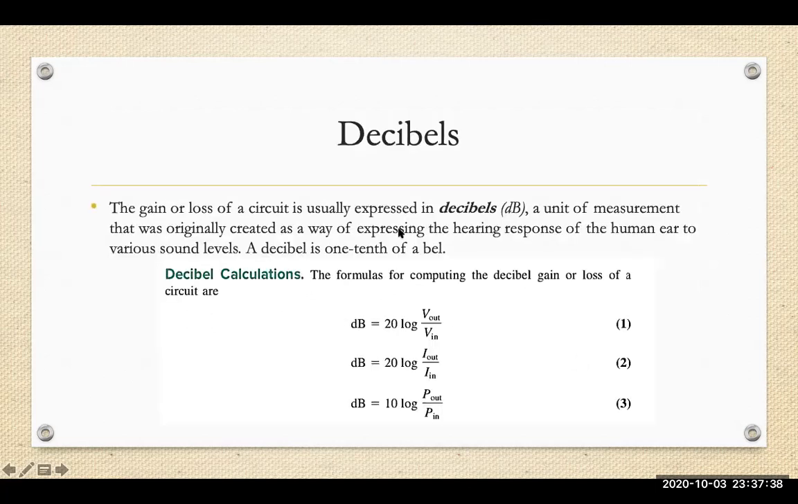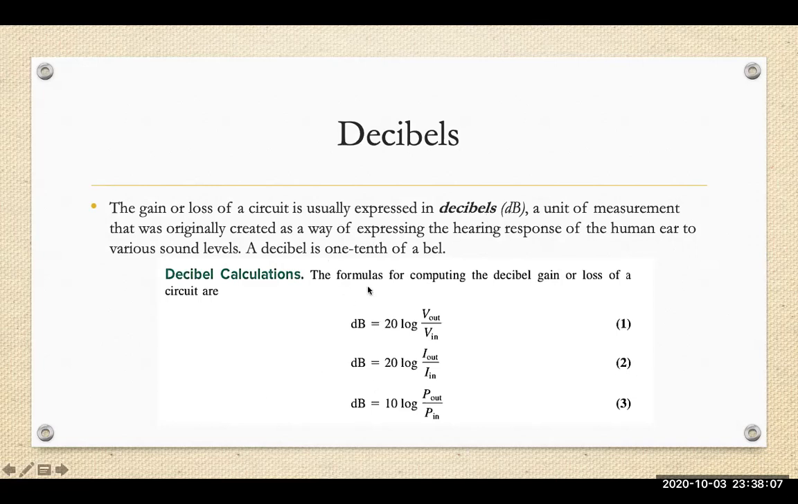Now the next parameter is the decibels. The gain or loss of a circuit is usually expressed in dB or decibels. This is a unit of measurement that was created as a way of expressing the hearing response of the human ear to various sound levels. So decibel, or deci, is 1/10 of a bell. So these are the formulas for computing a decibel gain or loss of a circuit.